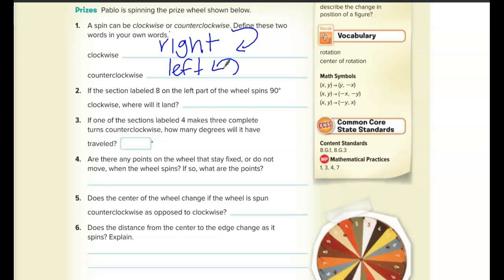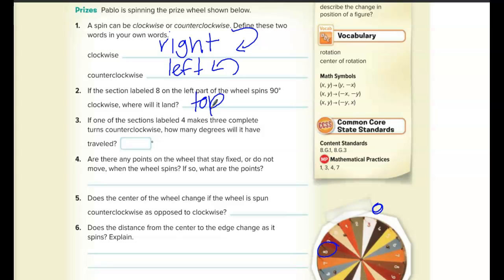If the section 8 labeled on part of the wheel spins 90 degrees clockwise, where will it land? So this is 8 down here, and I spin it 90 degrees clockwise, where would I land? What number? Carter? It doesn't have a number. What position of the wheel would I land? Top, bottom, left, right. I'd land up at the top, right up here. So, top.